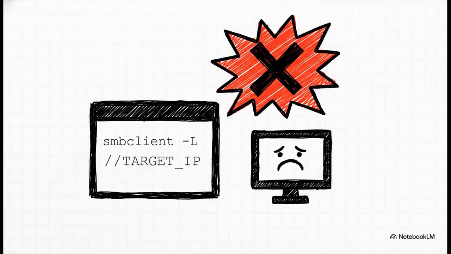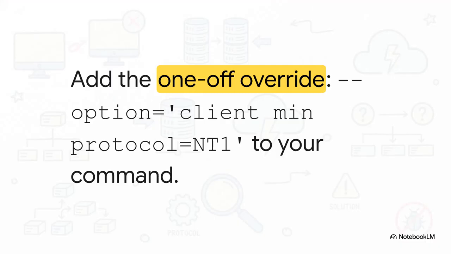So this is our starting point, the simple, standard command to list shares on a target. Right now, this command is what's giving us that dreaded protocol negotiation failed error. This is our before picture. And here is the after. Just look at that beautiful, simple addition. The dash option flag lets us tell smbclient, hey, listen, for this one command, and only this one command, it's okay to speak that older NT1 dialect. It's a temporary surgical override. It does the job without permanently weakening your system's security settings.